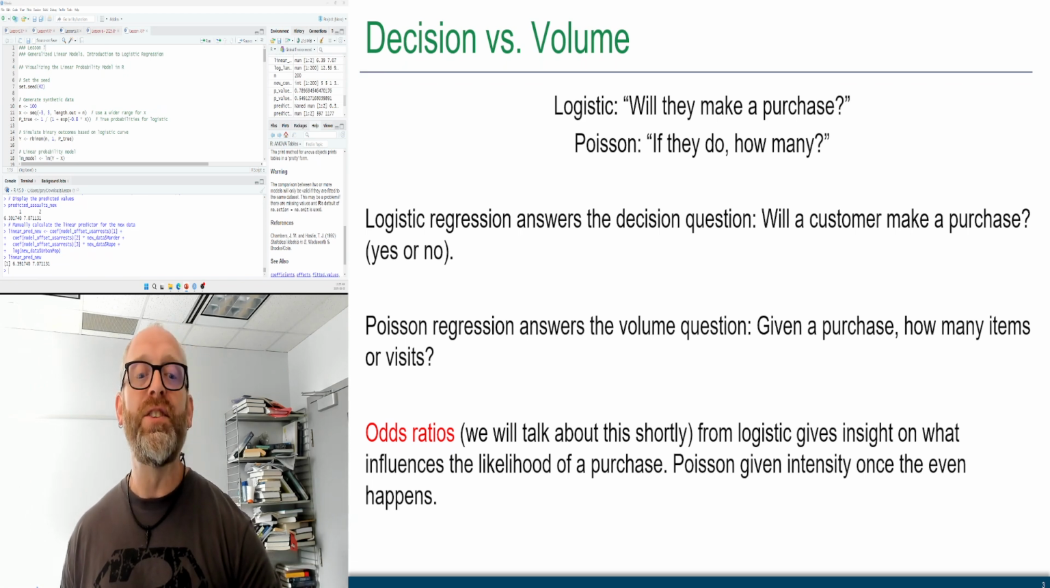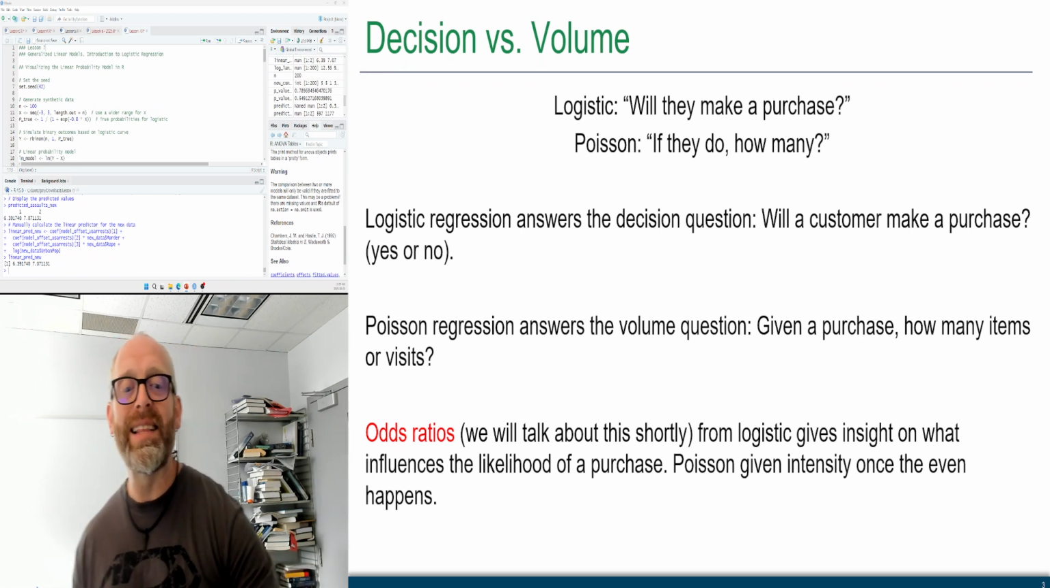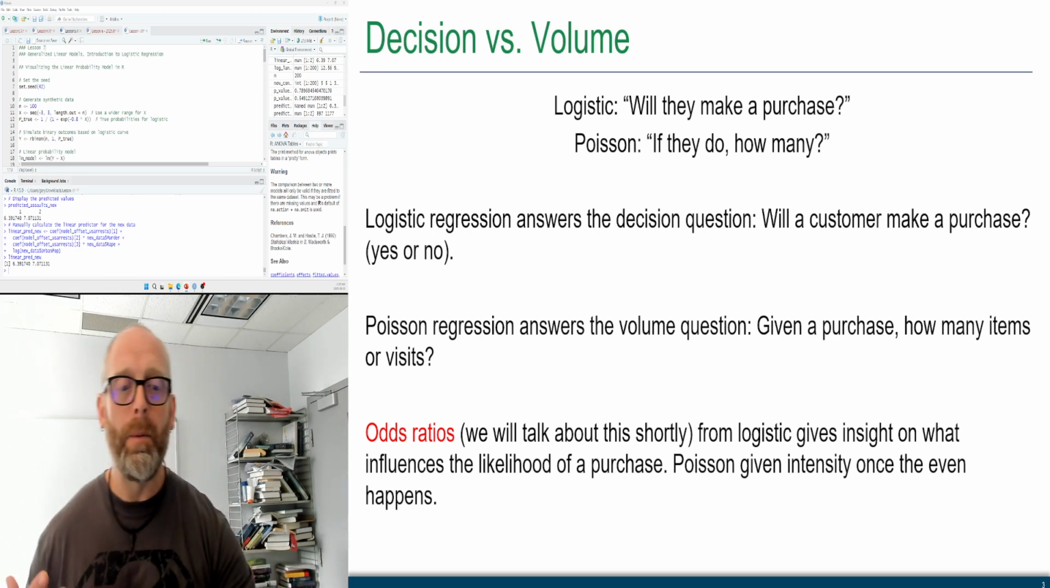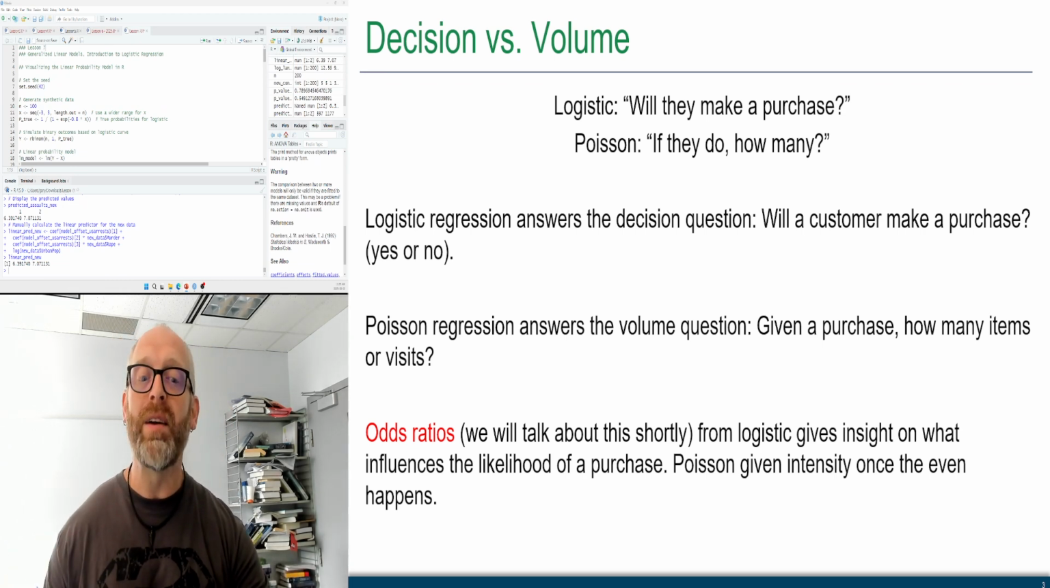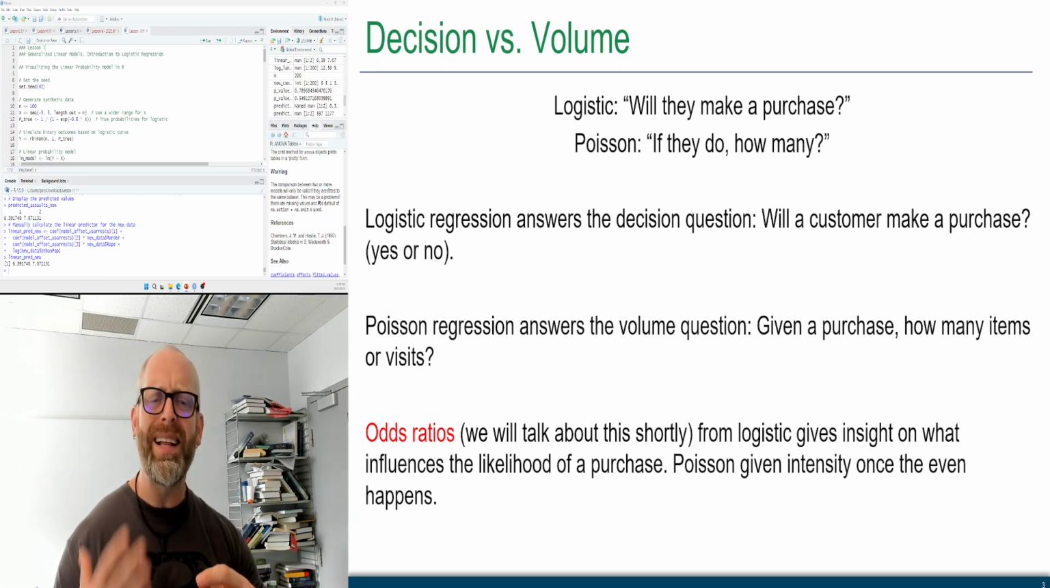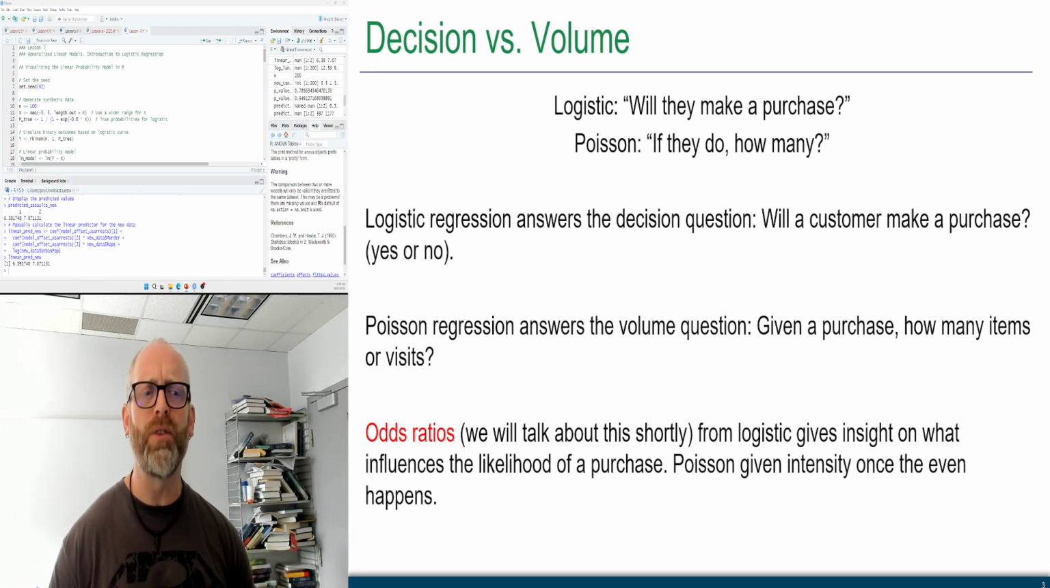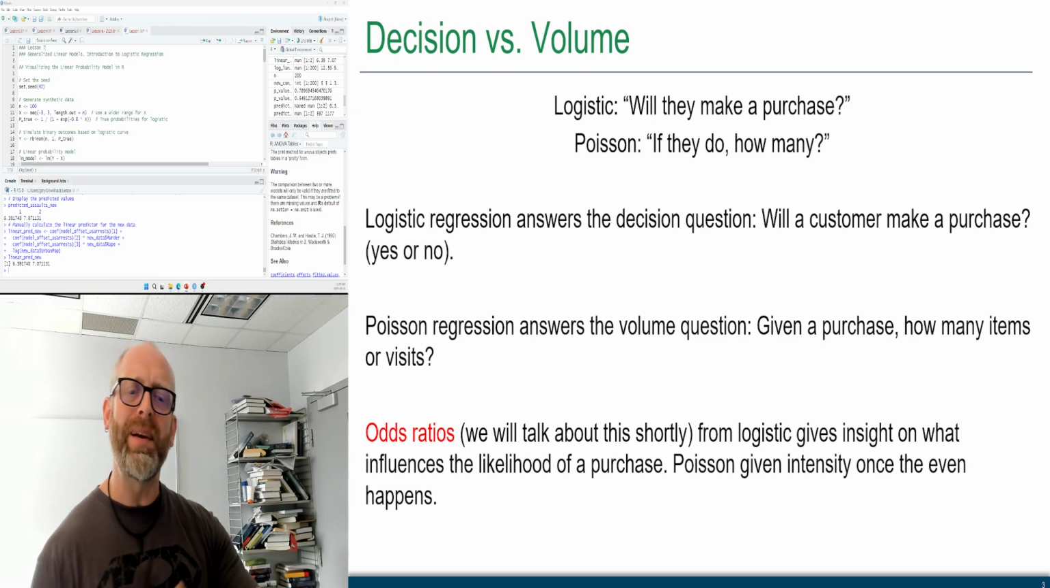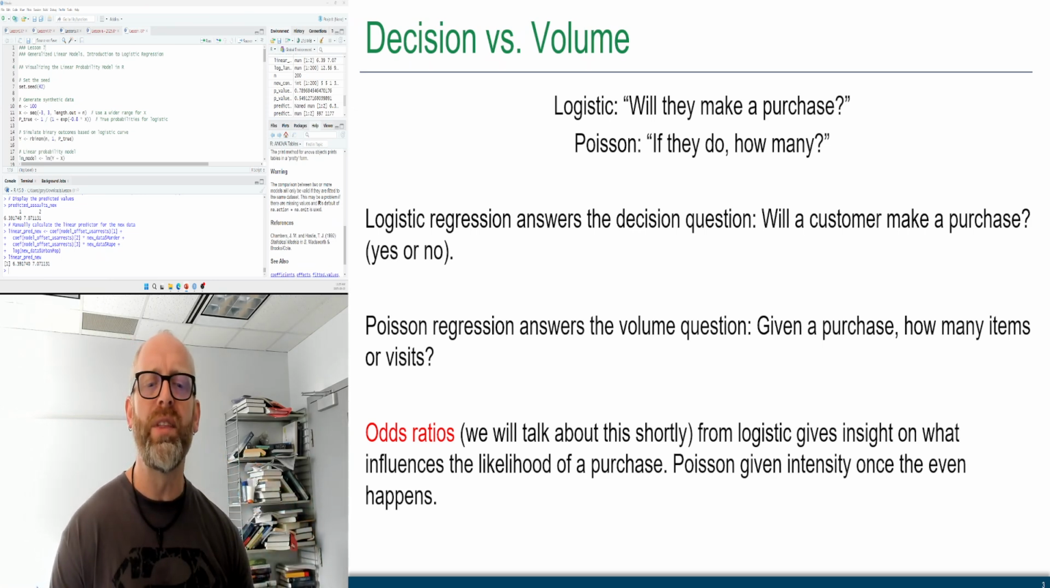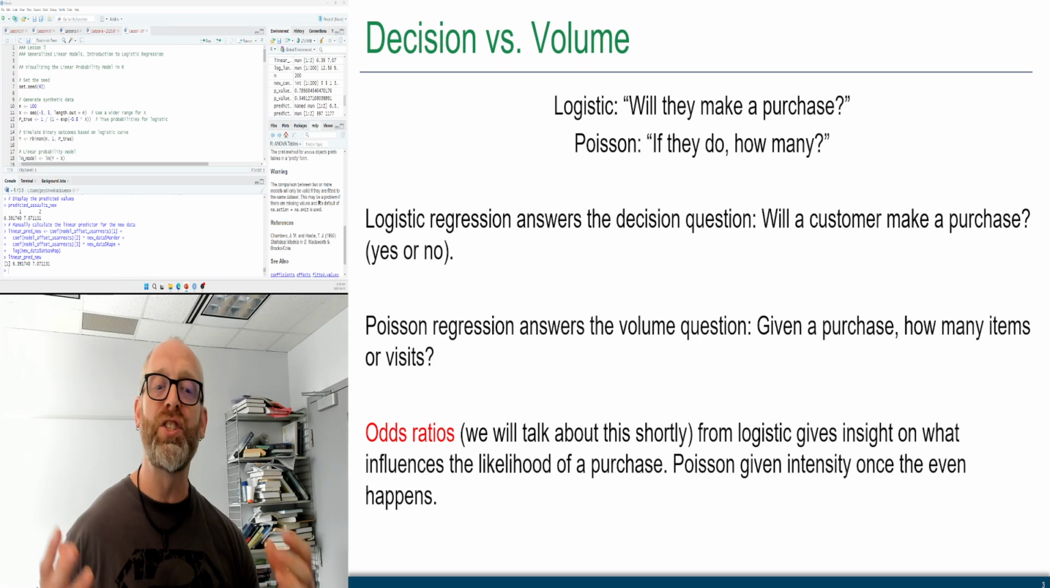If they do convert, then we can think of a downstream problem we might care about, which is the volume problem. That's why I said we can think about this in two parts. The first part is whether or not they will do something, and then how much of that something they will in fact do. So how many items do they buy? How many times do they return? So on and so forth.